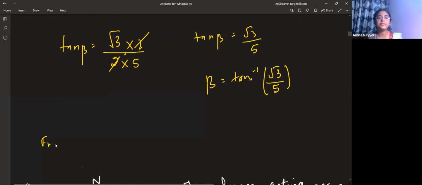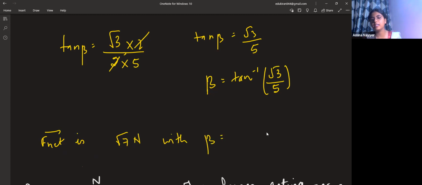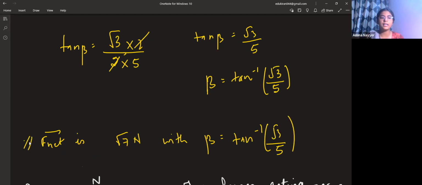See, F net will be, the net resultant force is root 7 Newton with beta equal to tan inverse root 3 by 5. This is what your complete answer is. This is how you have to write up the final answer. Now your vector is complete. See, it consists of magnitude with the proper direction along with the usage of the parallelogram law. That is your vector law.